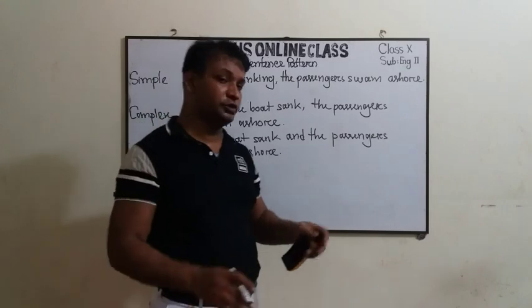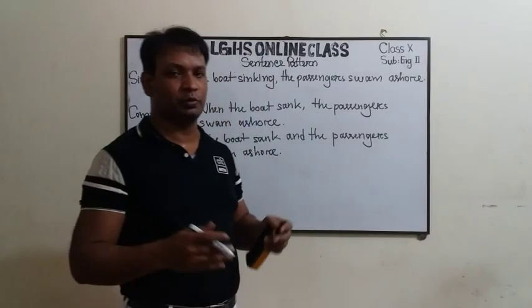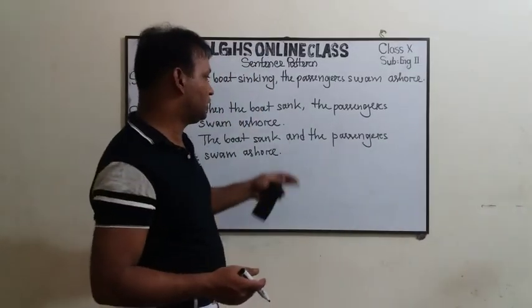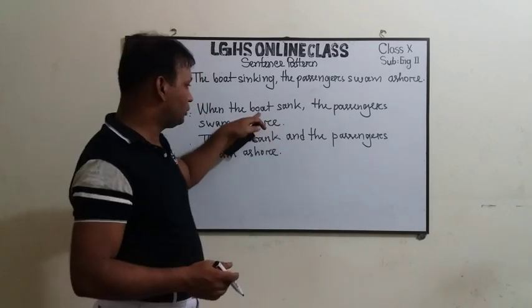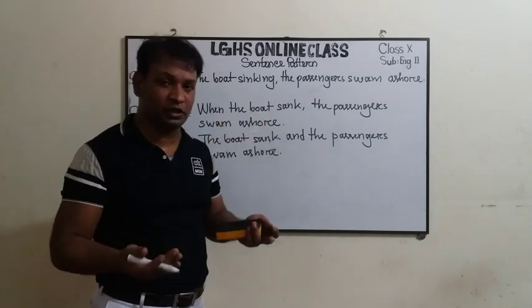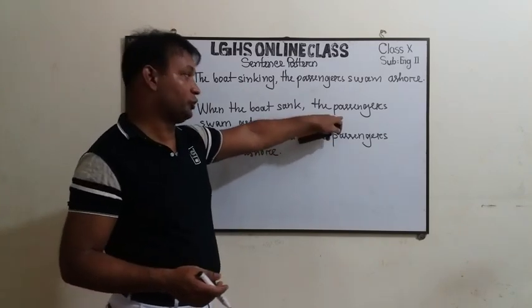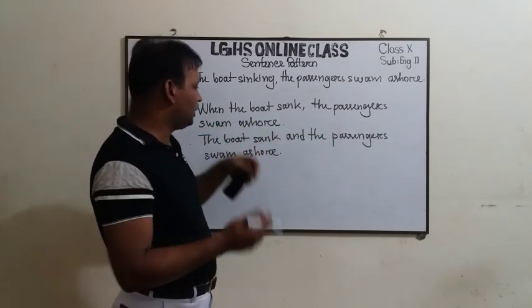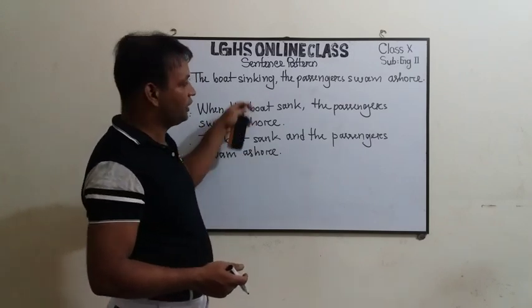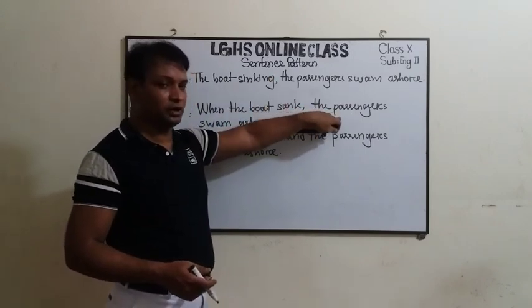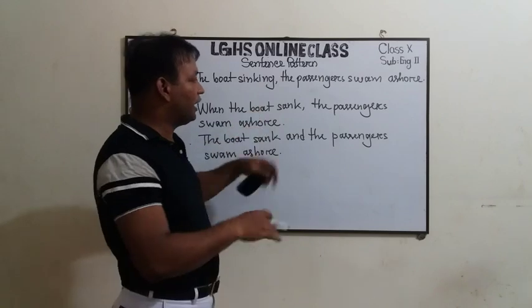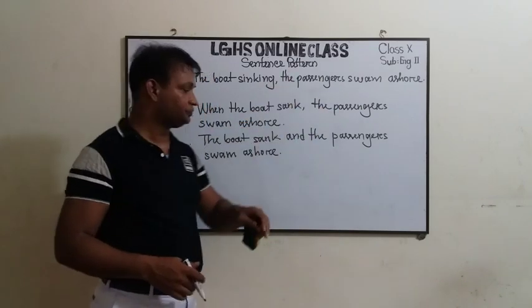A principal clause is a clause which can make complete sense by itself without the help of other clause. But a subordinate clause cannot make complete sense by itself without the help of principal clause. To make complete sense, a subordinate clause has to depend on the principal clause.